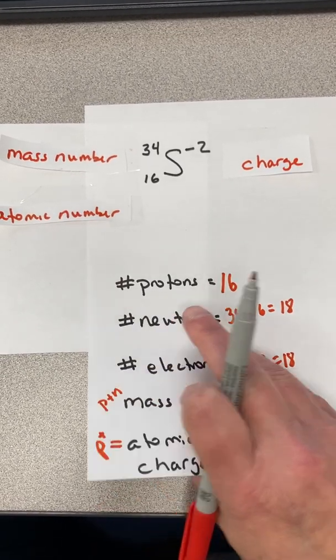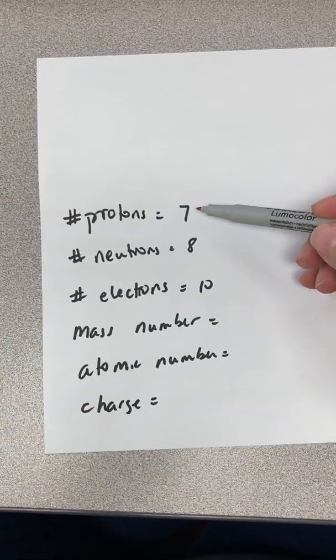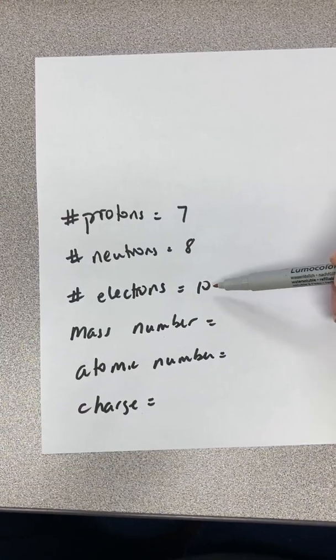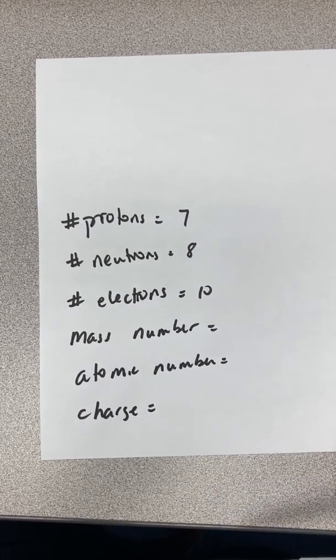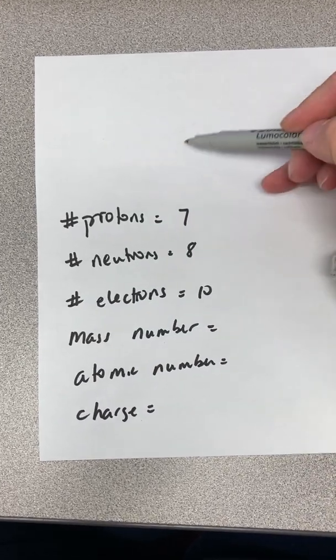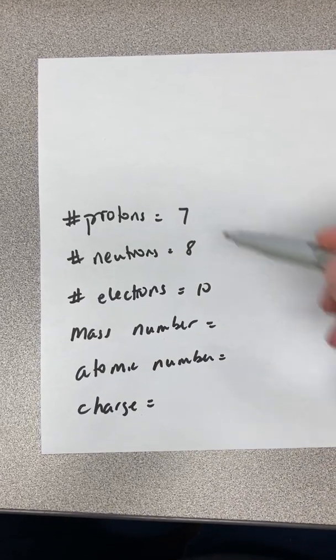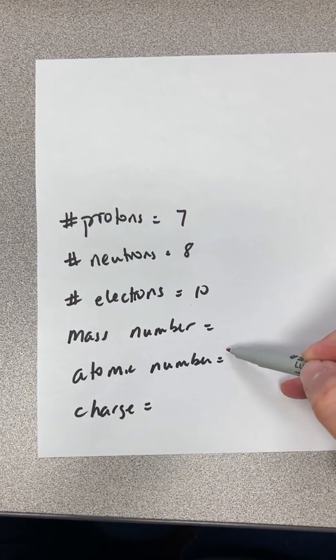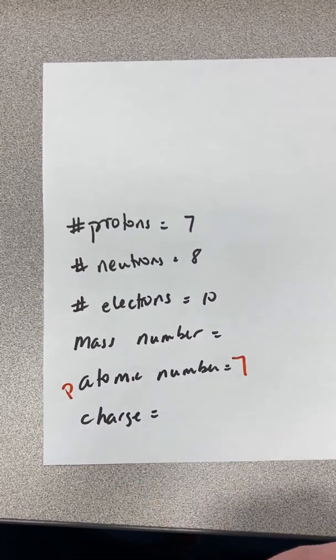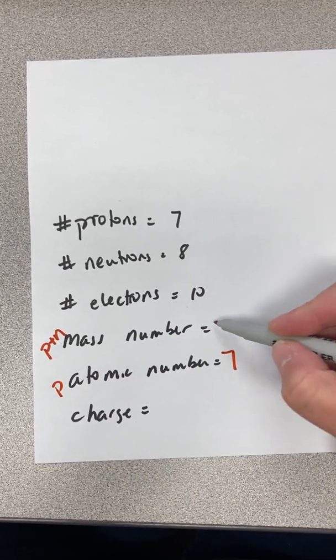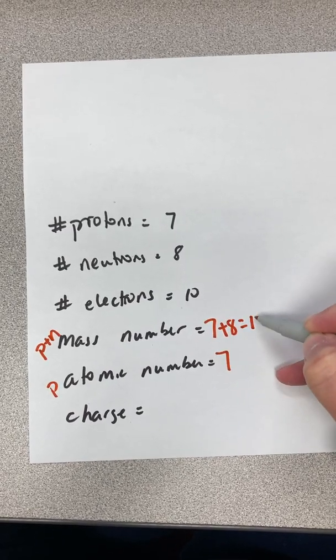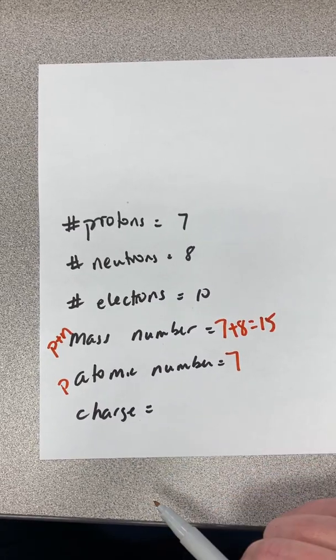Okay, now let's see if we can do this going backwards. So we have right here a list: 7 protons, 8 neutrons, 10 electrons. What's our mass number? What's the atomic number? And what's going to be our charge? Then we're also going to do the symbol up here. So first, protons is the same thing as atomic number, so that's 7. The mass number is always protons plus neutrons, so 7 plus 8, or 15.